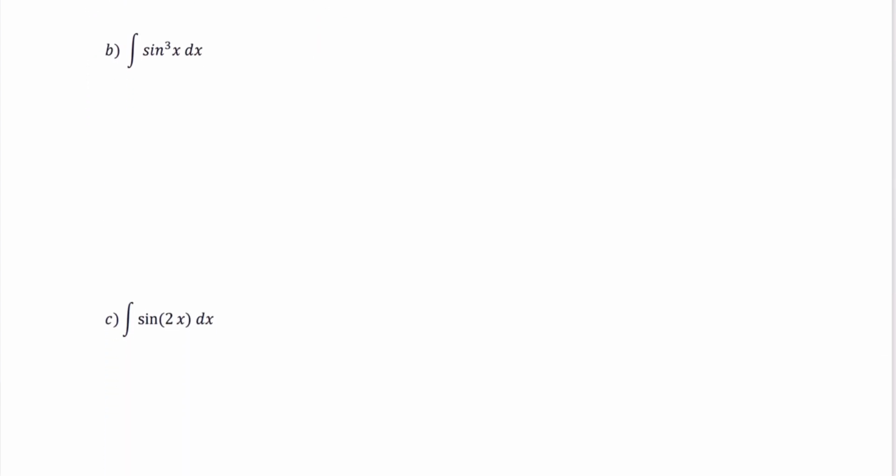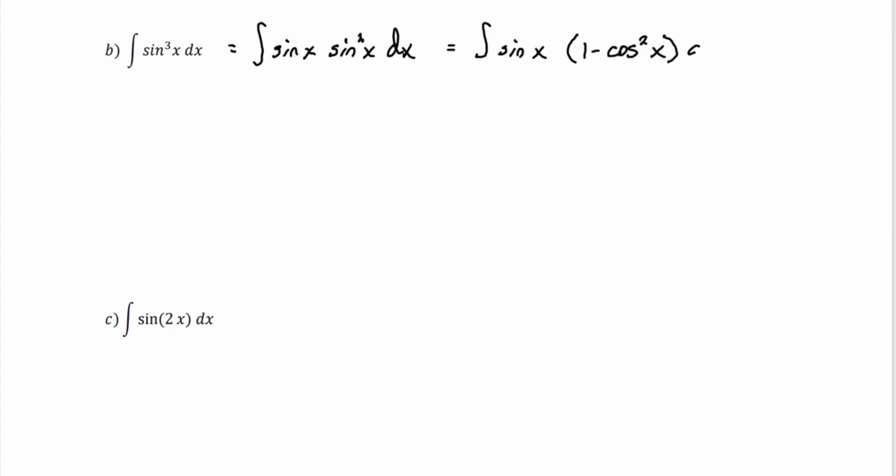In the second example, notice we have an odd power of sine. Usually when we have that situation, it's going to be best to factor out one power of sine. So we have sine x times sine squared x dx. Now we can rewrite that sine squared using an identity. Sine squared, remember, is 1 minus cosine squared. That's our Pythagorean identity.